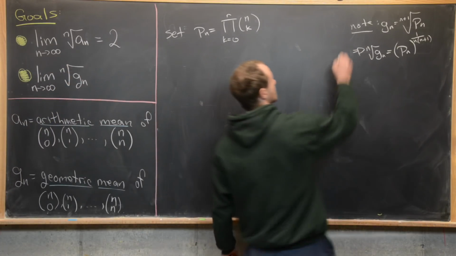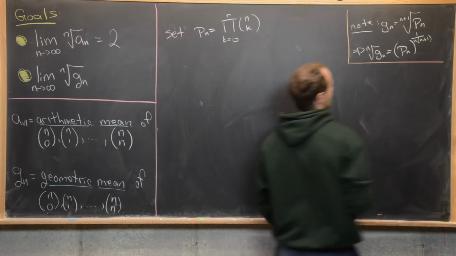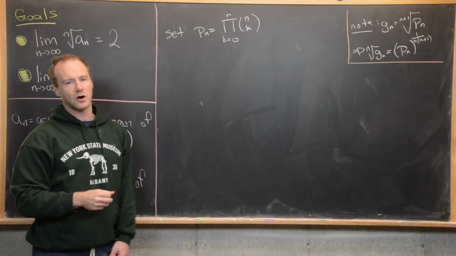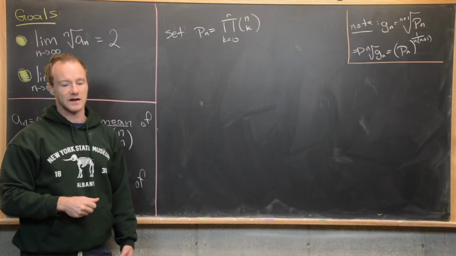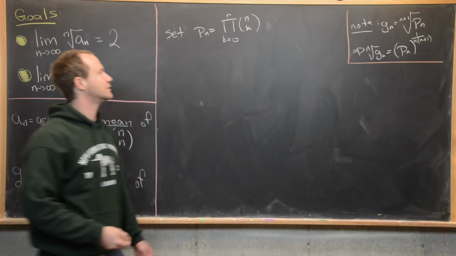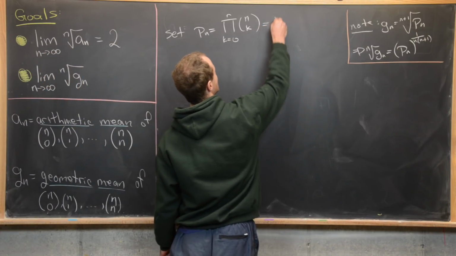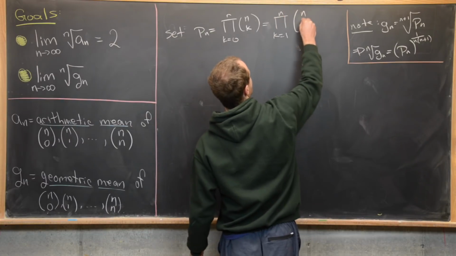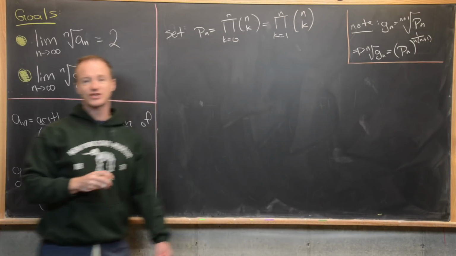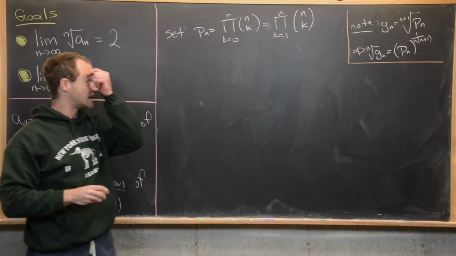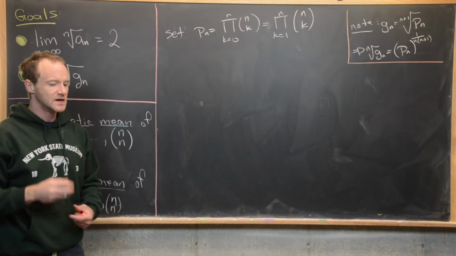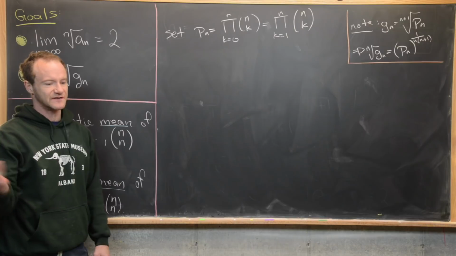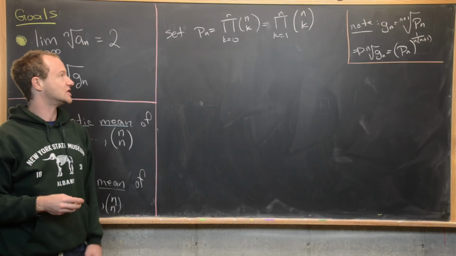Great. So let's maybe put a box around that. We have kind of rewritten our goal in terms of this p sub n sequence. The first thing that I want to do is simplify this a little bit by starting the product at k equals 1 instead of k equals 0. And we can actually do that without changing anything because n choose 0 is 1. So effectively what we're doing is just dividing out a 1, but that's not going to change anything.